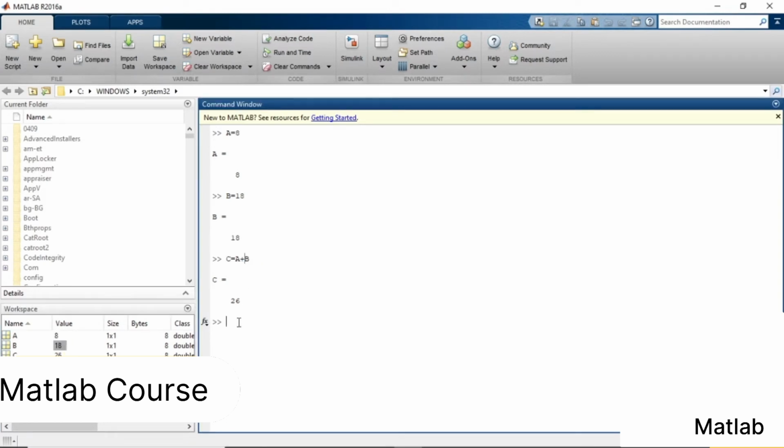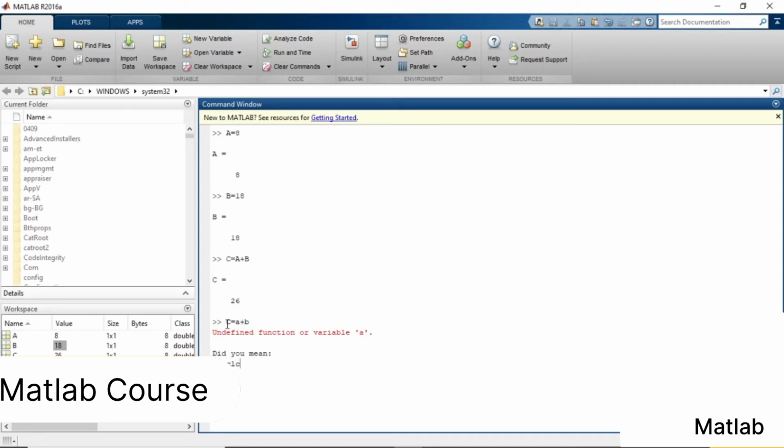But now instead of small a plus b, if I write capital A plus b, c is equal to capital A plus b, then let's check what happens. It says undefined function A. So you need to keep in mind that MATLAB programming is case sensitive. There is a difference between capital A and small a. So keep this in mind and then do it by yourself.